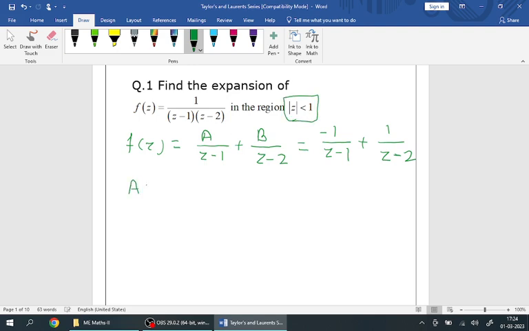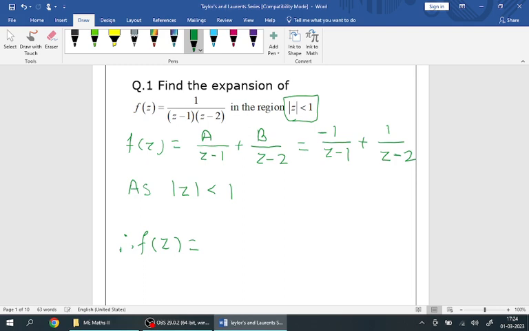As mod z is less than 1, we should write everything in the form of, see, this is mod z less than 1, which is just like our r. This r is less than 1, mod r is less than 1. So we should write every term in the form of 1 upon 1 minus r. So here we want 1 upon 1 minus r only.